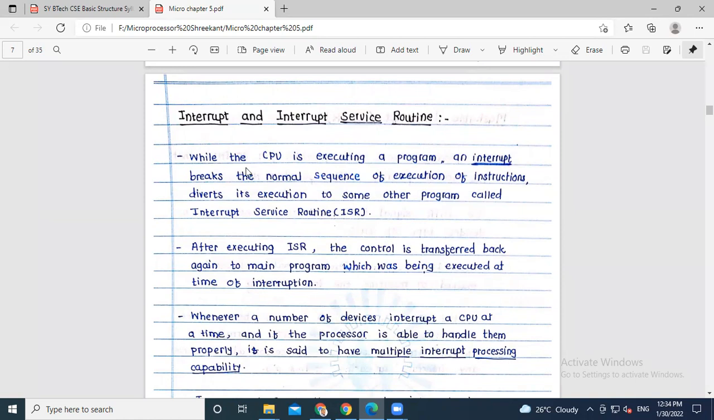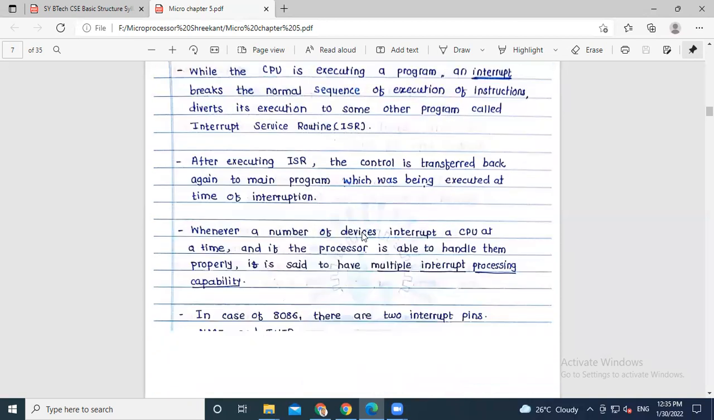While the CPU is executing a program, an interrupt breaks the normal sequence of execution of instructions and diverts the execution to some other program called the interrupt service routine. That is the clear definition I have to mention here. While the program is executing, if it cannot be executed, the breakpoint occurs and it gets corrected for the execution. This is what we say for the interrupt and interrupt service routine.